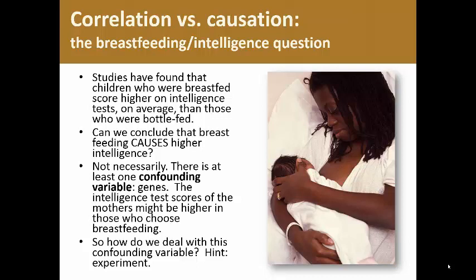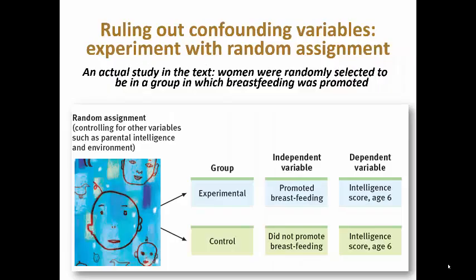So how do we deal with this confounding variable? Hint, we do an experiment where we control for these things. In an actual study, women were randomly assigned to be in a group in which breastfeeding was promoted. The independent variable is whether breastfeeding is promoted or not promoted, and the dependent variable is the intelligence score at age 6.